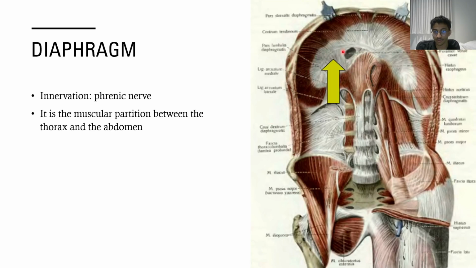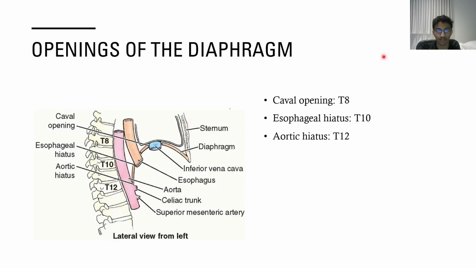And the diaphragm, of course, you might remember the diaphragm from the CV block, so I didn't include that many details about it. But just to remember, it's innervated by the phrenic nerve and it basically divides the thorax from the abdomen. And in this picture, you can see that it's retracted up using these retractors. The diaphragm has three main openings. The caval opening at T8, where the inferior vena cava passes through, the esophageal hiatus at level T10, where the esophagus passes through, and the aortic hiatus at level T12, where the aorta passes through from the thorax to the abdomen.